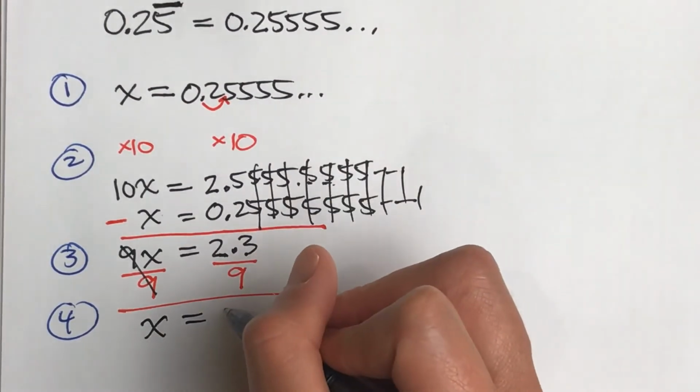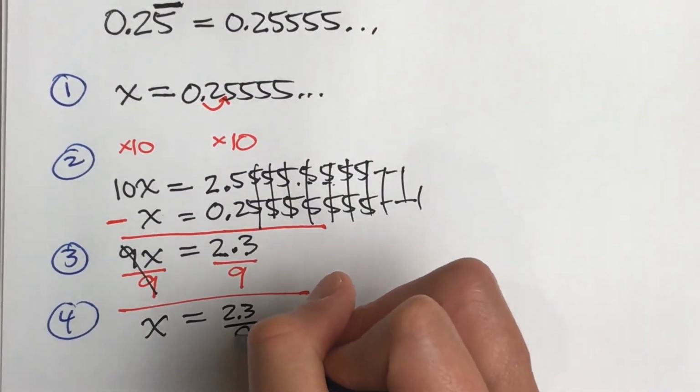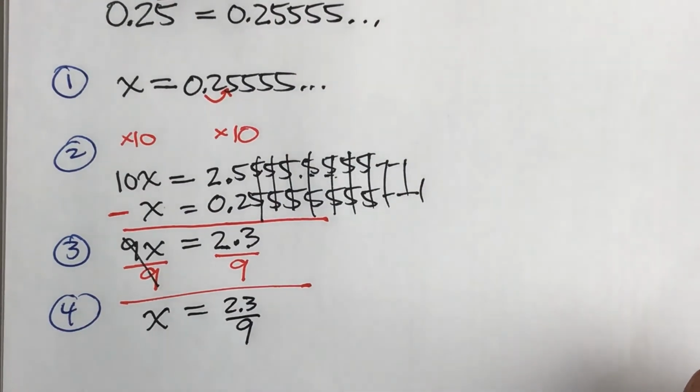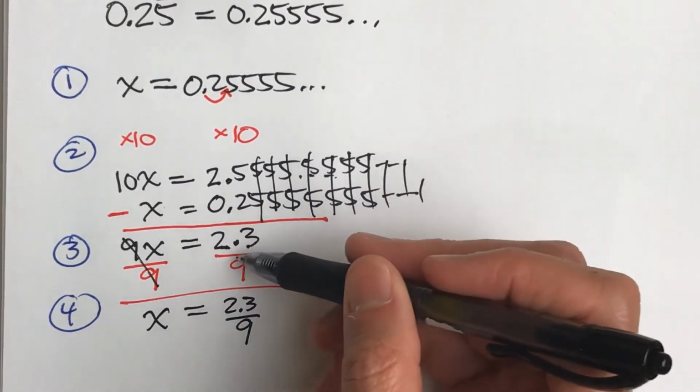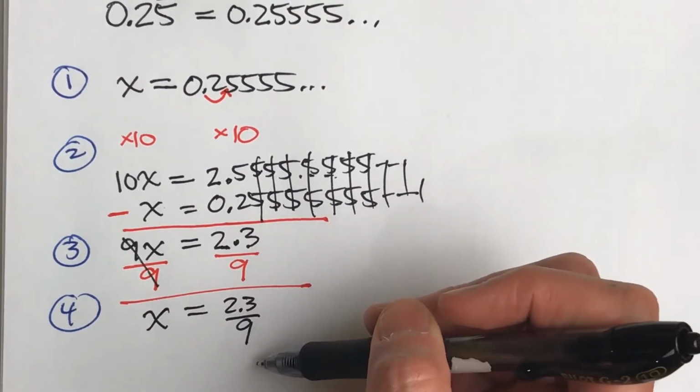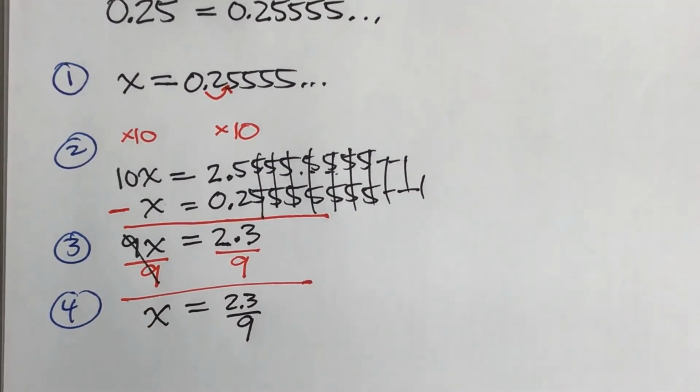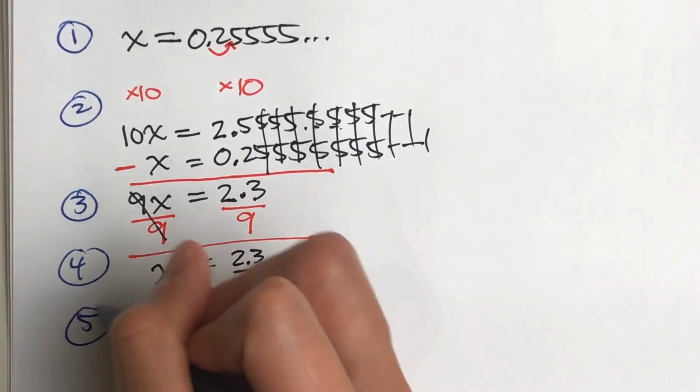2.3 divided by 9 is 2.3 ninths. Do you see what I did there? Dividing and fractions are the same thing. So 2.3 divided by 9 is 2.3 ninths. We're almost done. Step 5.